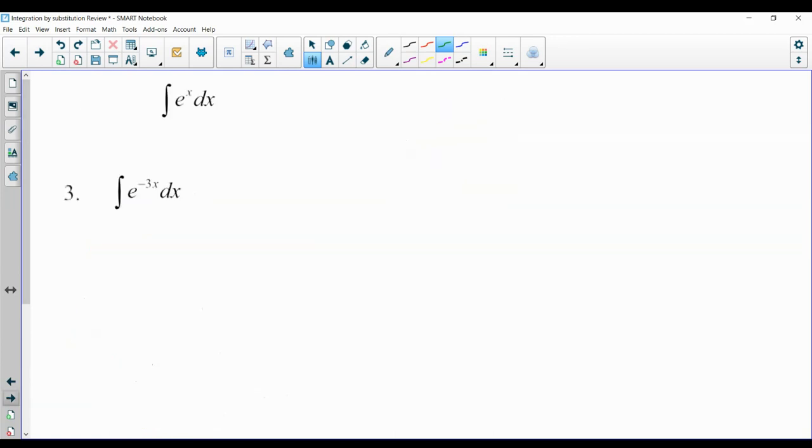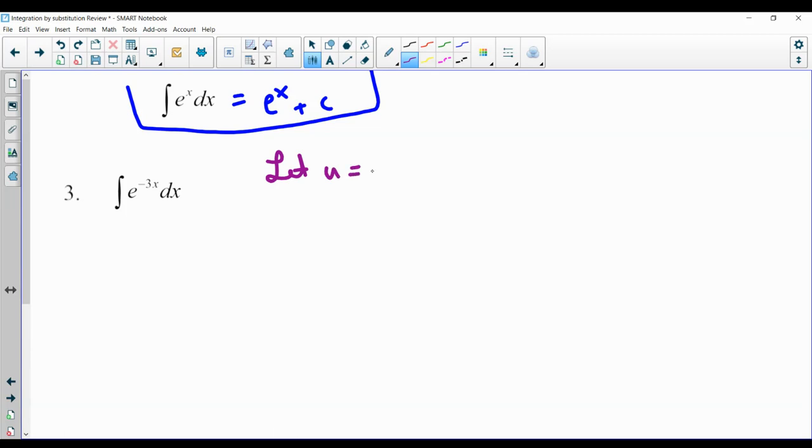All right. So one of the places for substitution to show up a lot is also with e. This is just something we should always know: the integral of e to the x is e to the x plus c. Okay, that's just a fact. Just a good little piece of information. All right, so let's let u equal -3x.